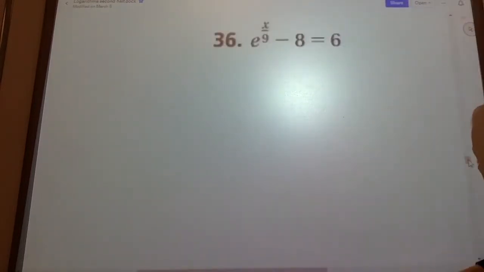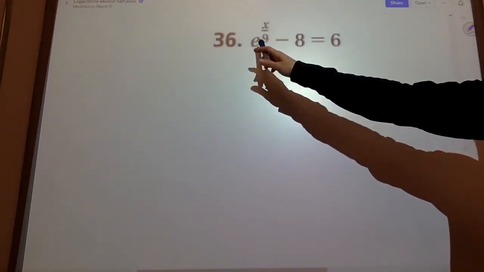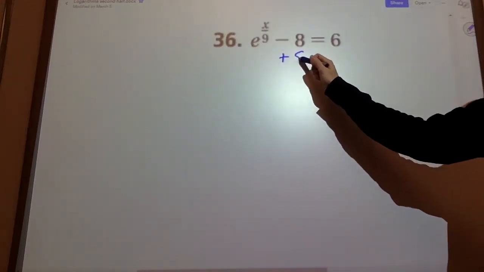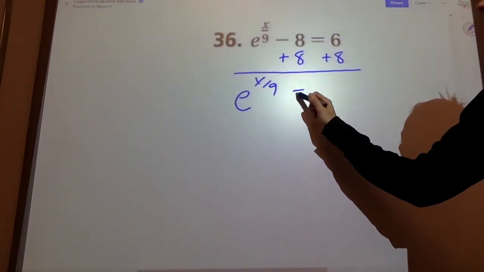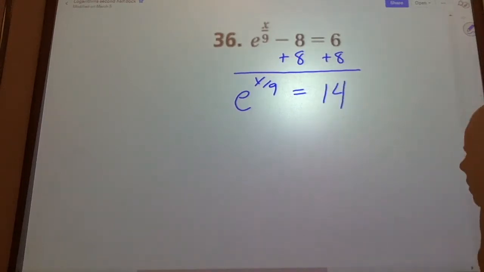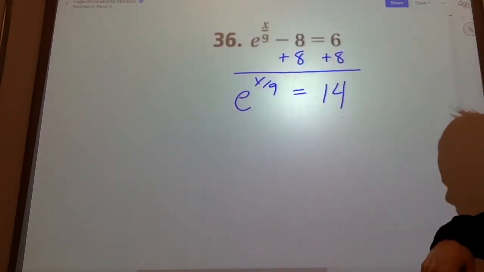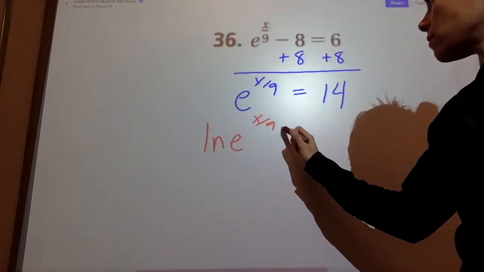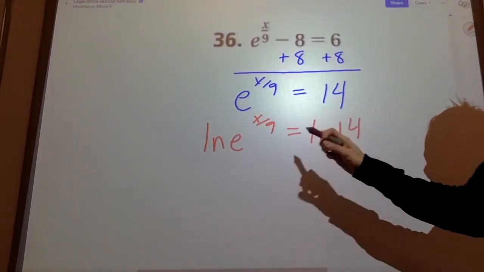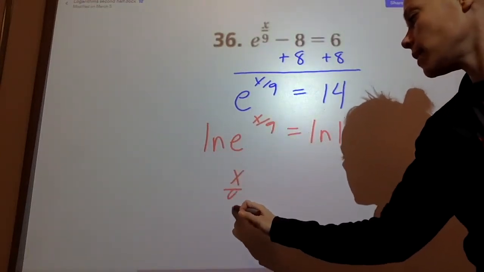Examples here because you guys are getting it. Again, I need to isolate this e. So what do I do first? You're going to add 8 first to get it by itself. Right? And then what? I have an x variable exponent on one side, so I log both sides, but in this case it's going to be natural log both sides. And ln e to the x divided by 9 is x divided by 9.